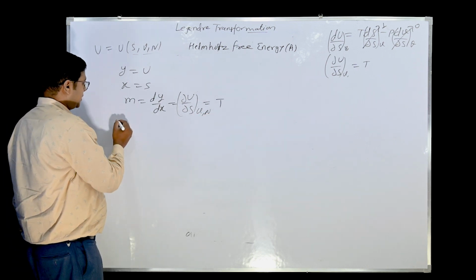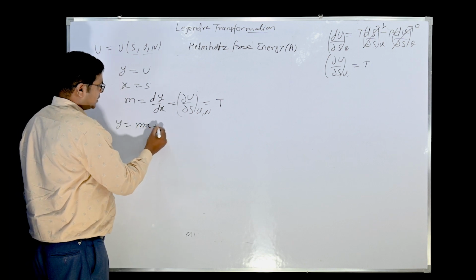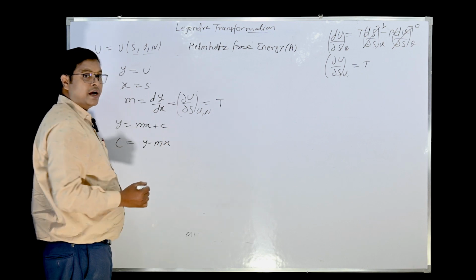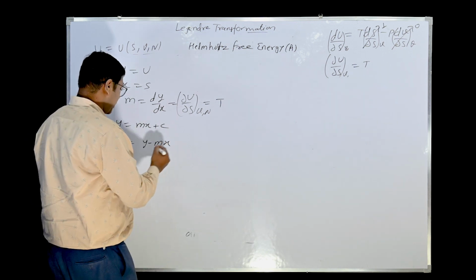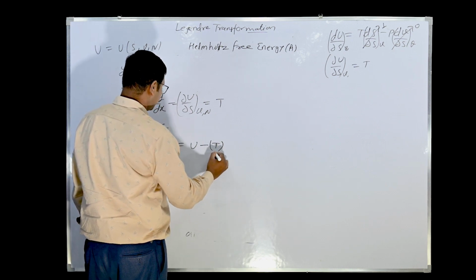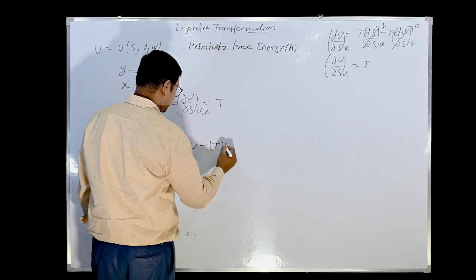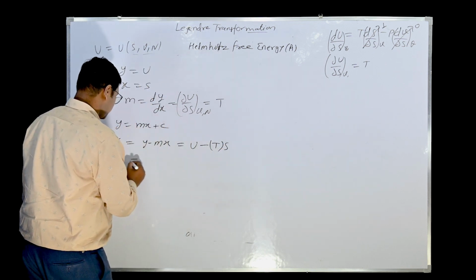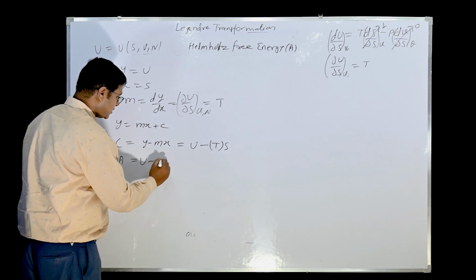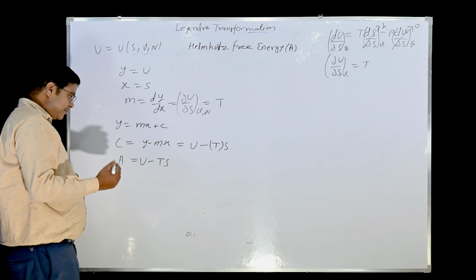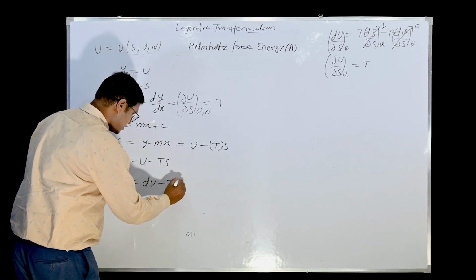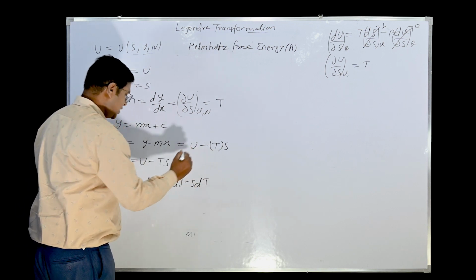Now we will go to the actual equation y is equal to mx plus c, and our transformation equation is y minus mx, and we put in the variables. So y is u, m is T, and x is S. So this comes, and c is A. So A is equal to u minus TS. Let's differentiate both sides. So dA is equal to du minus TdS minus SdT.